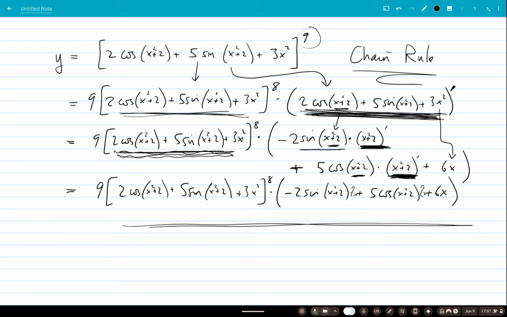Okay, so you just follow one step at a time. Differentiate the outermost function, multiply by the derivative of what's inside, and then treat that as a whole new problem. It's just multiplied by what you saw before. Hopefully that gives you some idea of how to tackle some of these more complicated chain rule problems.